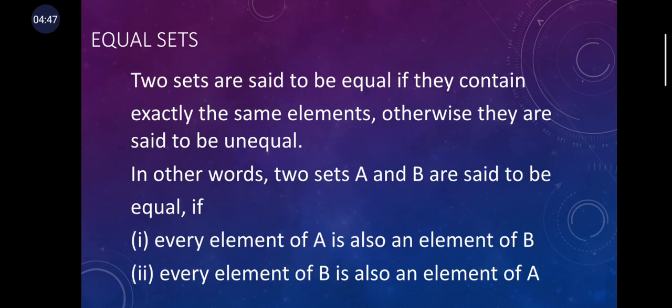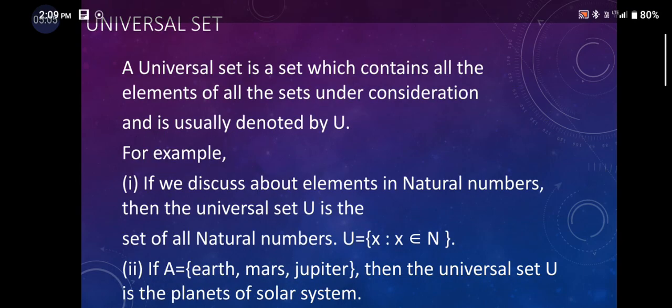Then equal set: two sets are said to be equal if they contain exactly the same elements, otherwise they are said to be unequal. In other words, two sets A and B are said to be equal if every element of A is also an element of B, and every element of B is also an element of A.